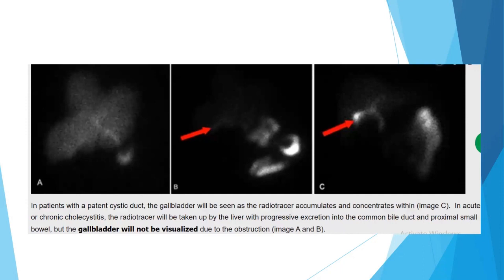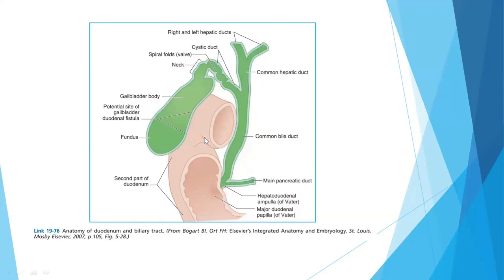In acute cholecystitis, the radio tracer will be taken up by the liver with progressive excretion into the common bile duct and proximal small bowel, but the gallbladder will not be visualized due to the obstruction, like in image A and image B. Here you can see the liver has taken up the tracer, but the gallbladder is not visualized.